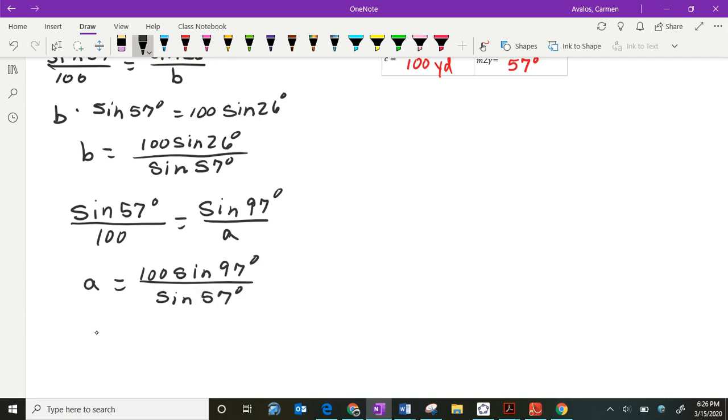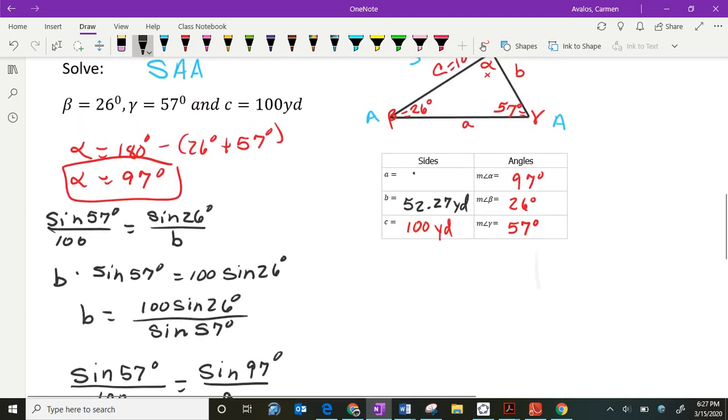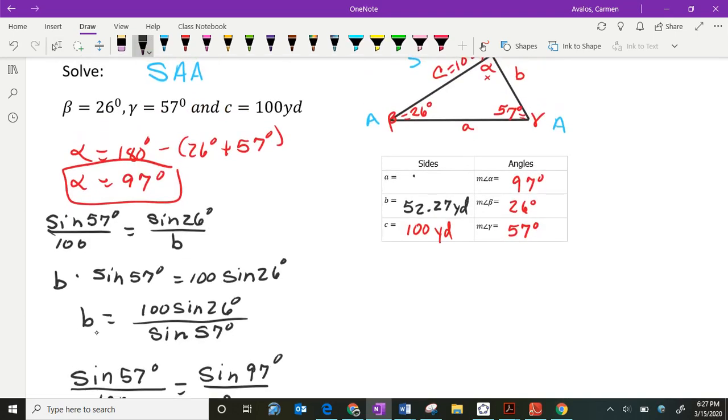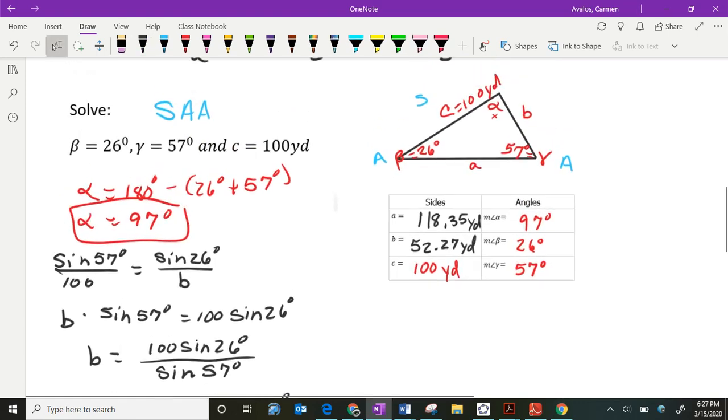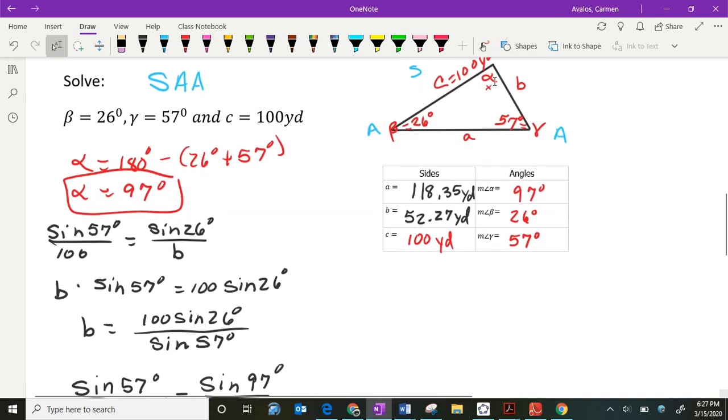So when you put this in there, we do the cross multiplication, and we have that value. And it turns out that A, after you calculate it, gives you 118.35 yards. And so we have solved our triangle by putting in that this one here is going to be 118.35 yards, which makes sense because this here is the biggest angle, so A has to be the biggest side.